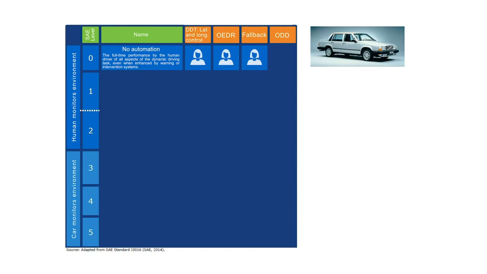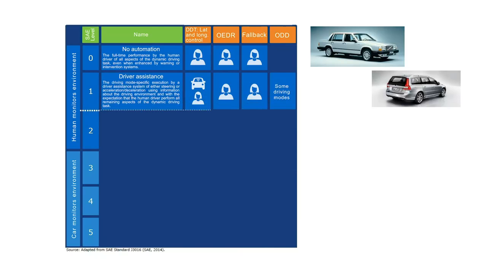Now, level 0 is simple. It is most likely what you're driving today. No automation feature. The driver is responsible for the DDT, the OEDR, and is the fallback in case of failure. It does not make sense to define an ODD. Let's move to level 1.